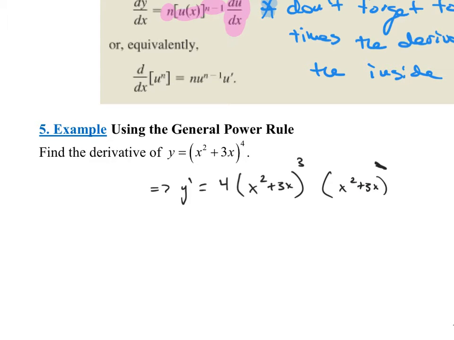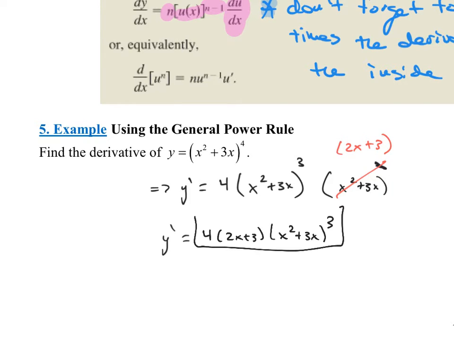x squared plus 3x, let's take the derivative of that. The derivative of x squared is 2x. The derivative of 3x is 3 times 1, or just 3. So what do I really have here? Well, I can't do too much, but I can certainly multiply this. I don't have to, but I can multiply this 4 times the 2x plus 3. I could write the answer as 4 times 2x plus 3 times x squared plus 3x quantity cubed. That's the factored form of it.